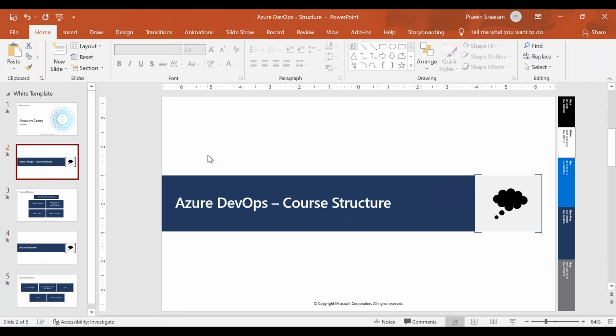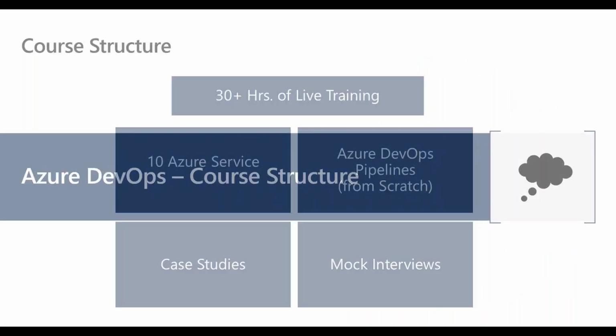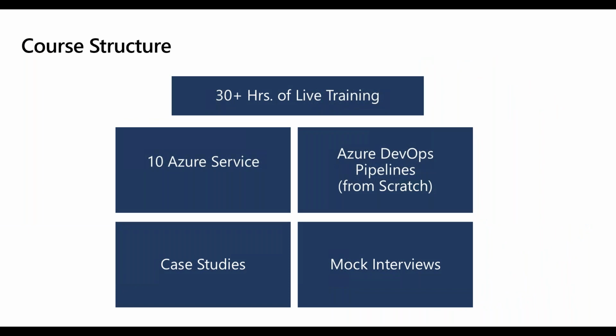So basically this is an Azure DevOps course. This is the course structure. Overall we'll spend around 30 hours in which we'll learn around 10 different Azure services. This course is Azure DevOps, but still we'll have to learn Azure. Azure is different, Azure DevOps is different. So whatever is required for DevOps guys, those Azure services will also be discussed, and then we will learn Azure DevOps pipelines and infra automation from the beginning.